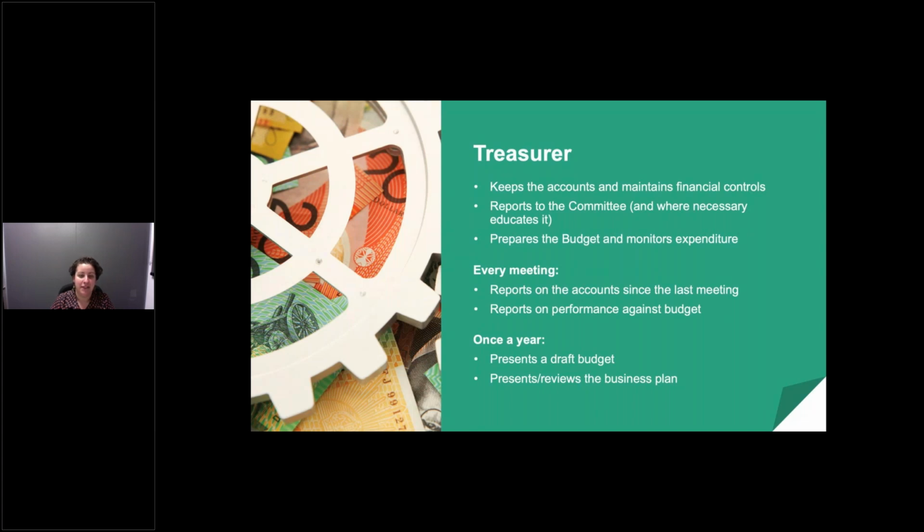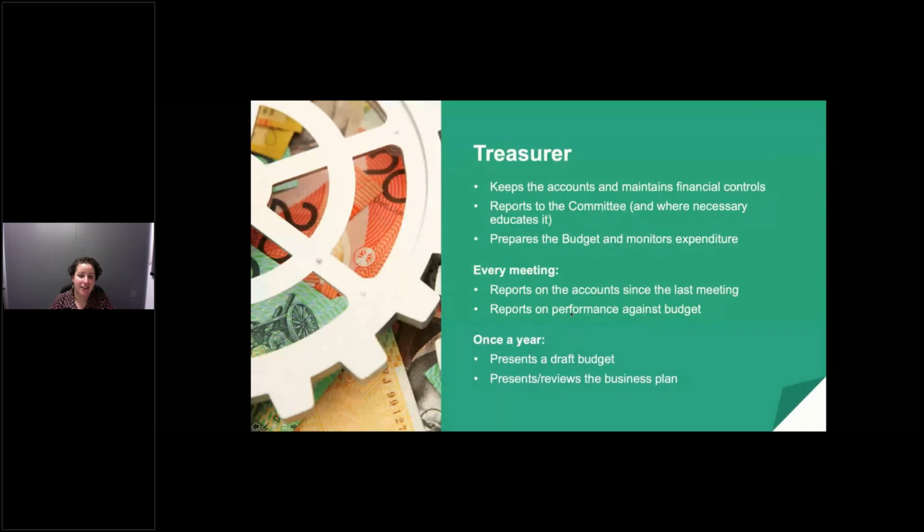That might mean that the treasurer does explain some elements of the report at the meetings so that people understand what the position is, but it might also mean the treasurer has to work with individual committee members who don't have as much financial acumen and confidence to make sure that they do understand the reports. Again, as we were mentioning earlier, we really want everyone to be informed when they're making decisions. And of course, we need to know the financial position of the organisation to do that.